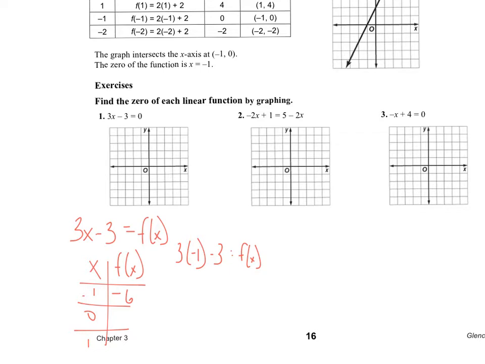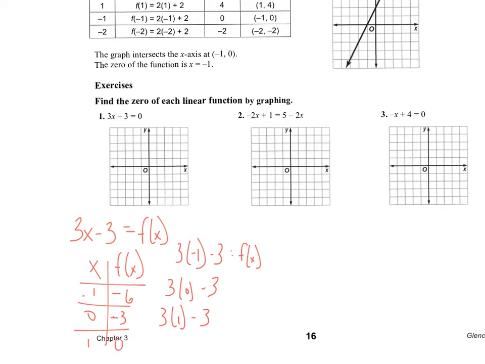All right, we'll plug in a 0. 3 times 0 is 0. Right? Then we will subtract 3 and get -3. And then we'll plug in a 1. 3 times 1 is 3. 3 minus 3 is 0. So there's your points to graph.